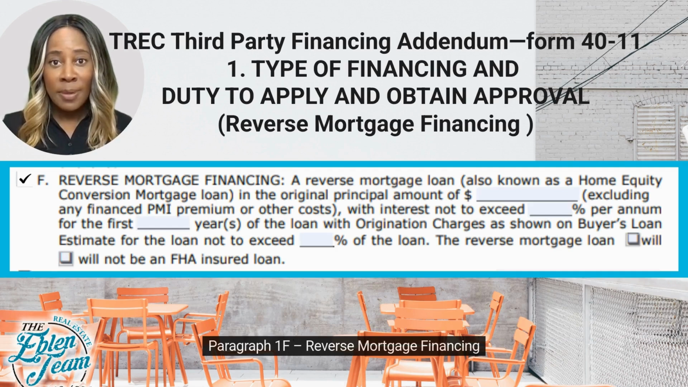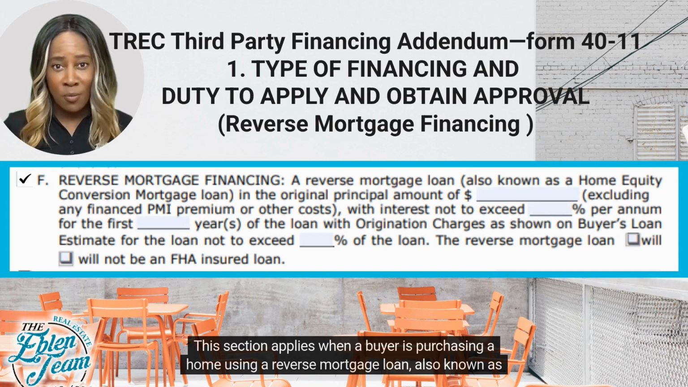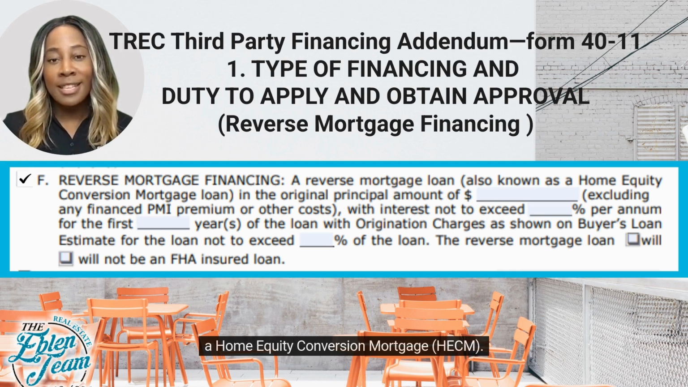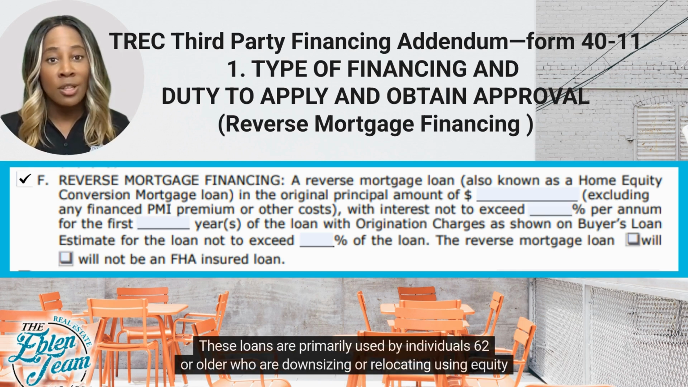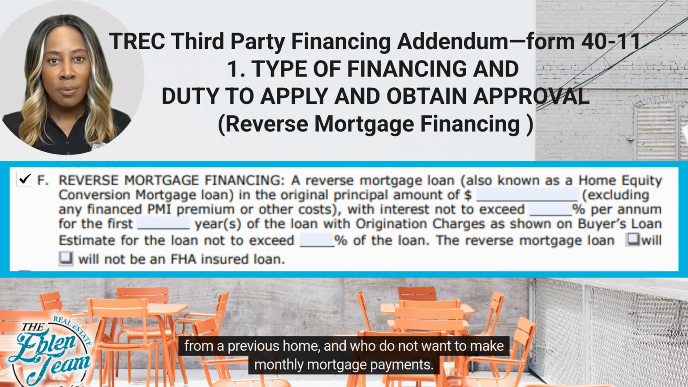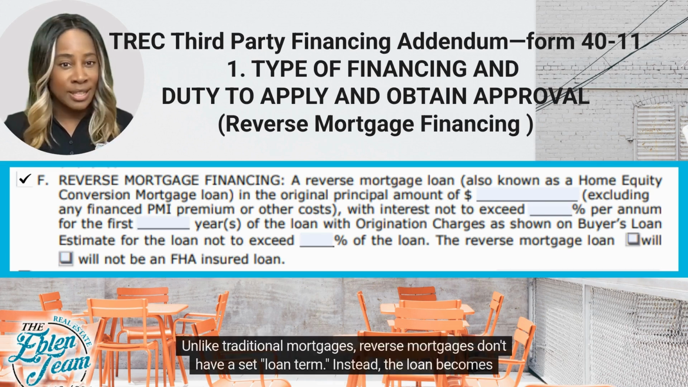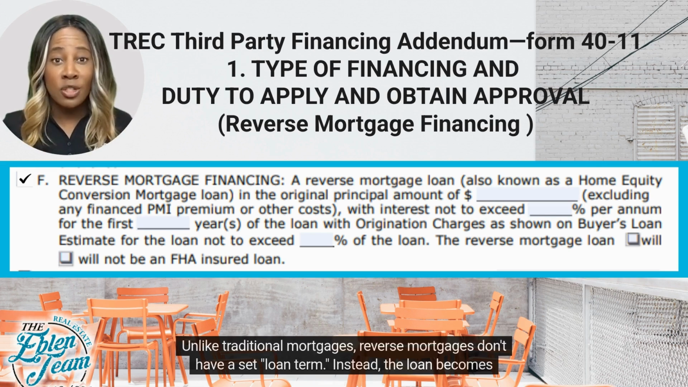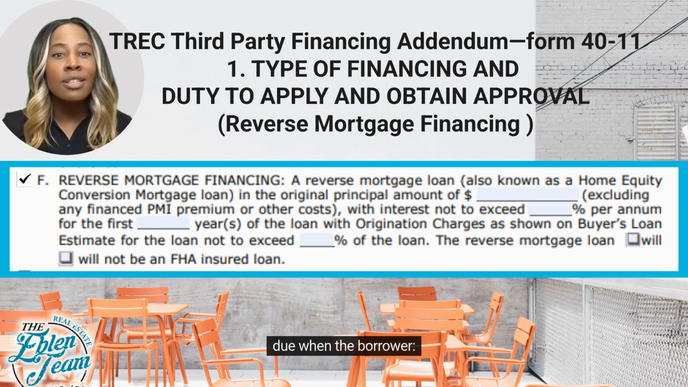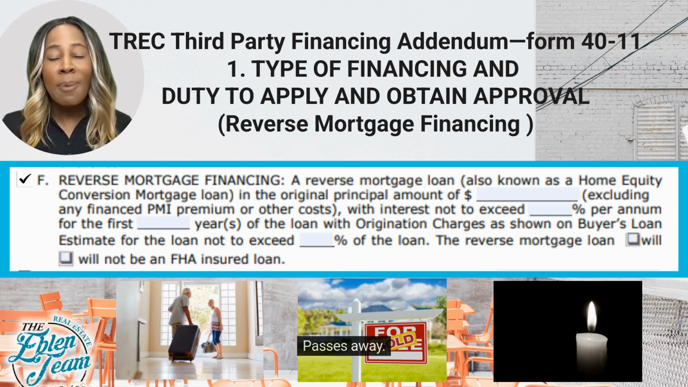Paragraph 1F reverse mortgage financing. This section applies when a buyer is purchasing a home using a reverse mortgage loan, also known as a home equity conversion mortgage, HECM. These loans are primarily used by individuals 62 or older who are downsizing or relocating using equity from a previous home and who do not want to make monthly mortgage payments. Unlike traditional mortgages, reverse mortgages don't have a set loan term. Instead, the loan becomes due when the borrower moves out permanently, sells the home, or passes away.